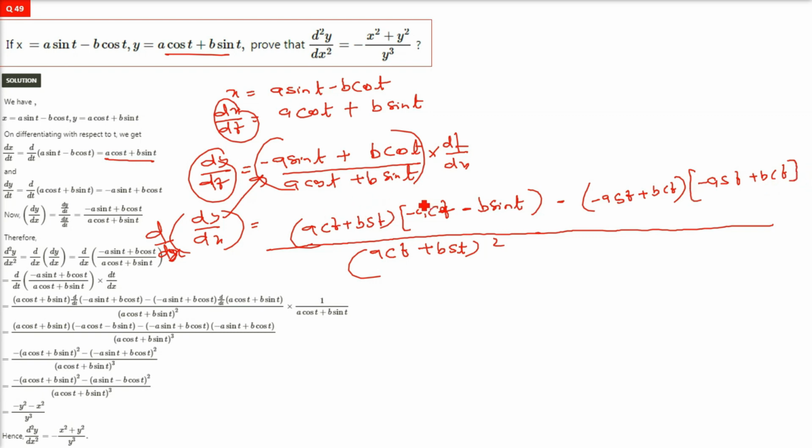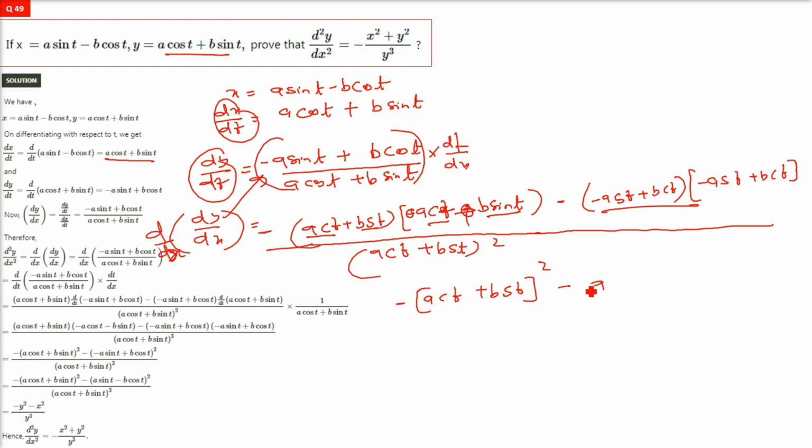Okay. Now you can multiply anytime, but what I'm suggesting is, if you just see the intricacy, these things are nothing but what we have already. If you take negative outside, it will be a cos t plus b sin t, both the terms. So a cos t plus b sin t whole square, negative outside. Similarly here also, a sin t minus b cos t you need.